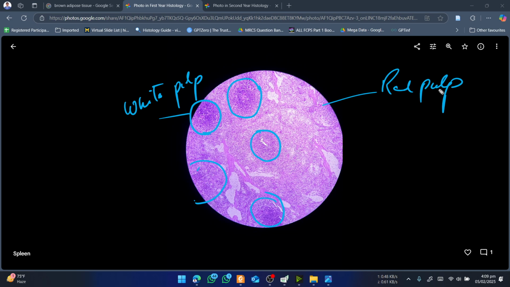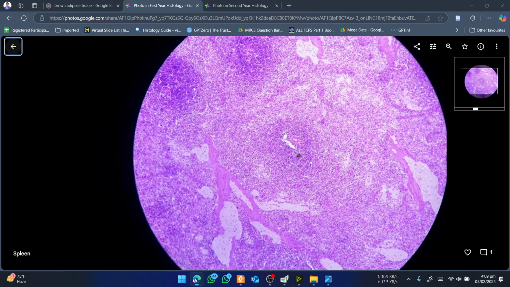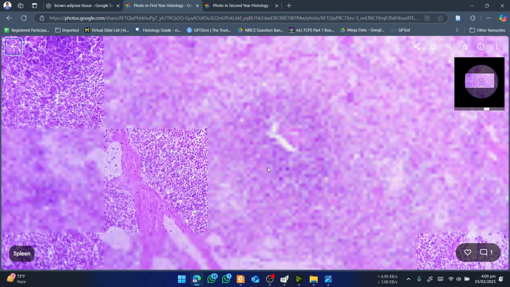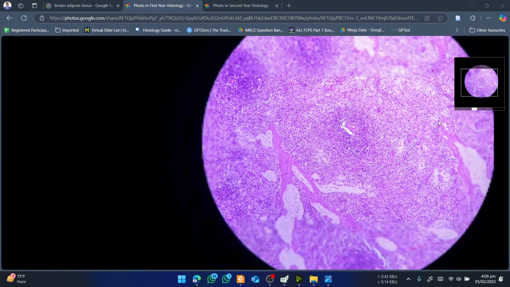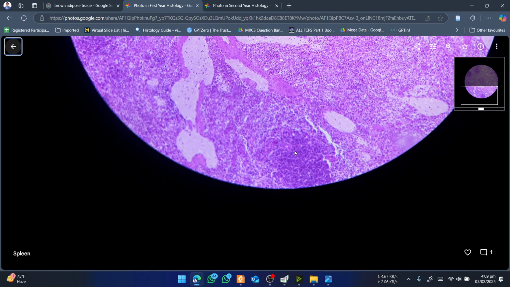And one very interesting thing that can help you identify spleen immediately is if you look at the nodules. In most of the cases you will be able to identify an artery running inside the lymphoid nodule. So this is the lymphoid nodule, this is the central artery. That will help you identify the spleen very easily. In most of the lymphoid nodules, you can see the central artery.